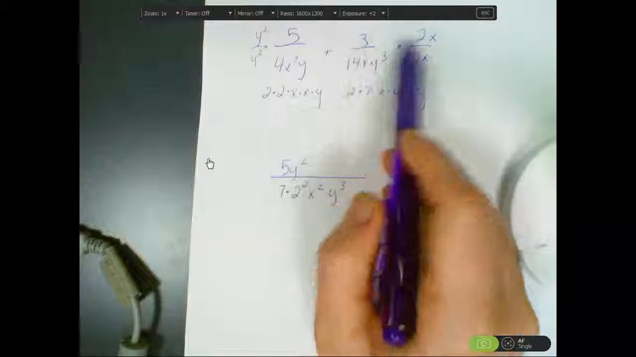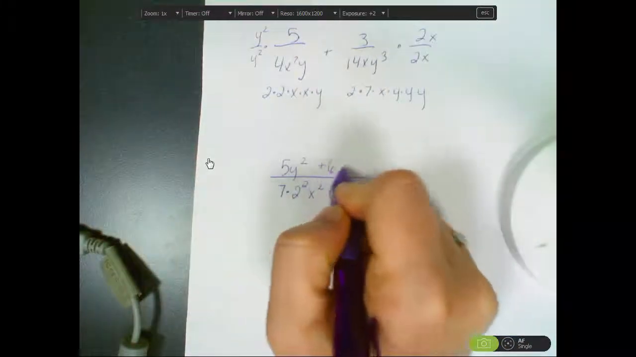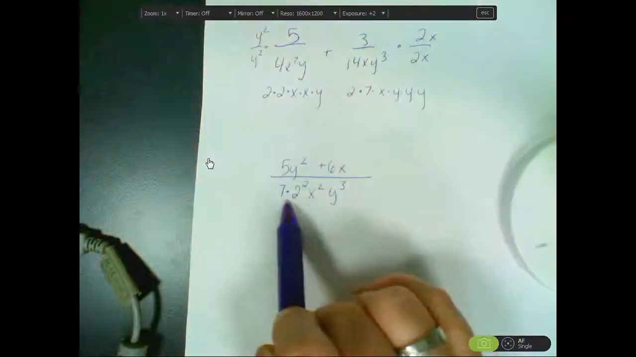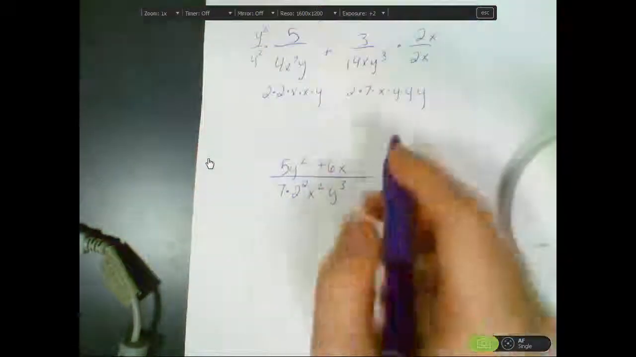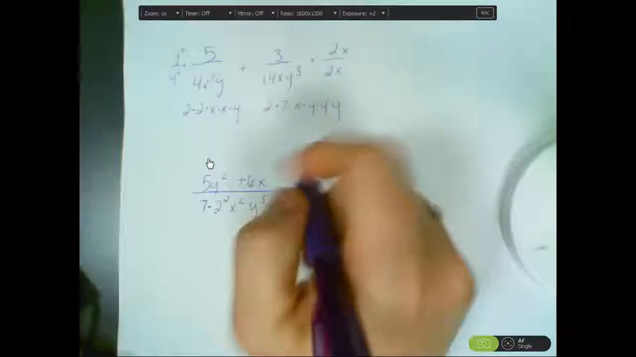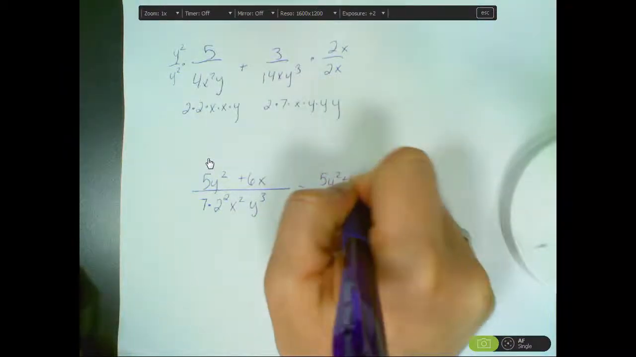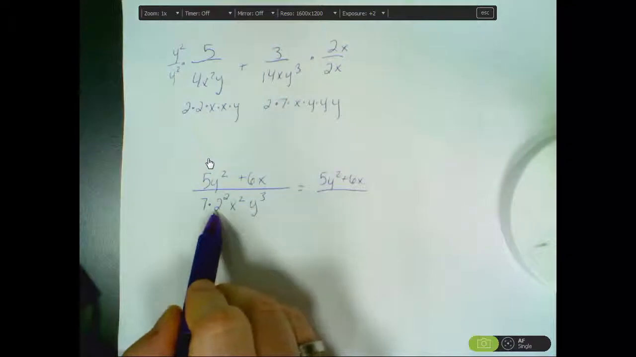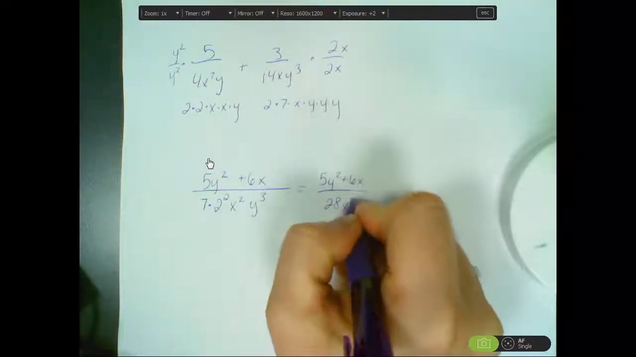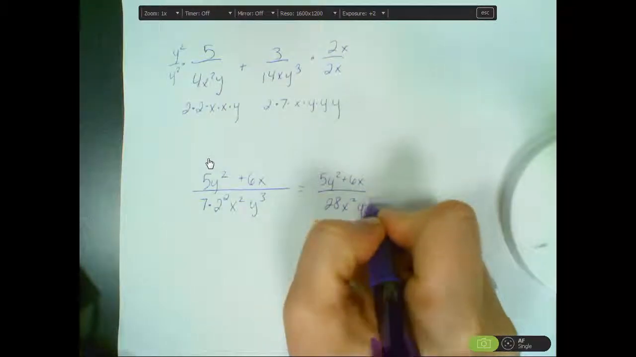So now when I do 3 times 2x, I get 6x. And when I do 2x times this, I get my common denominator. So now the only thing left to do is to write it nicely. So I'm going to go 5y squared plus 6x over, remember 2 squared is 4, 4 times 7 is 28, x squared y cubed. Okay, let's try the next one.